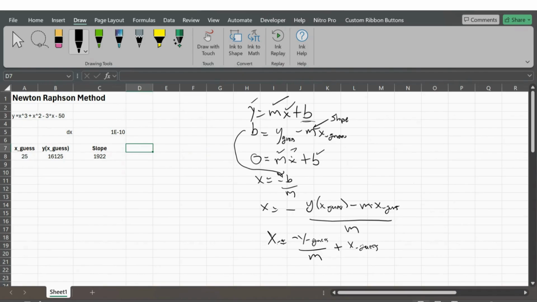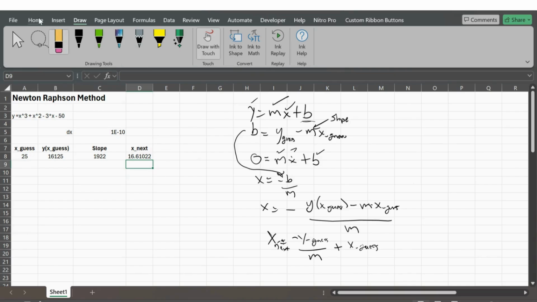So that is our x, where the tangent line crosses the x-axis, and that's going to be our next guess in the algorithm. So I'm just going to call that x next. And that's what I'll do in the table here too. So x next equals, I'm just going to use this same equation we derived here, negative y of guess divided by slope plus our x guess. Cool.